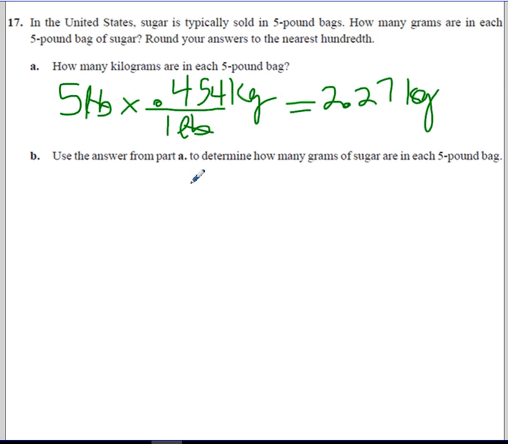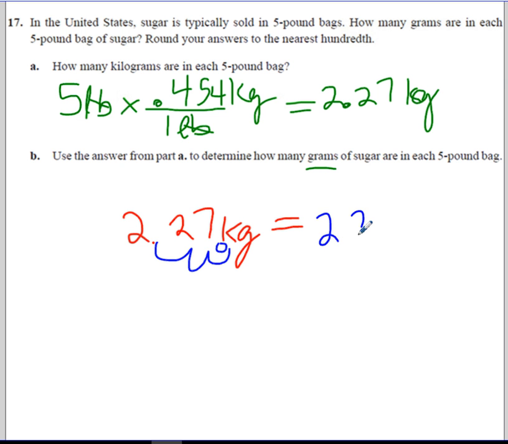And then use that answer to determine how many grams. So we're going in metric to metric. And so 2.27 is in kilograms. And again, if we think of our number chart, kilograms is all the way over to the left. Grams is in the center, which is 3 jumps away. So 1, 2, we need to add a 0 for our third jump, which will give us 2,270 grams.